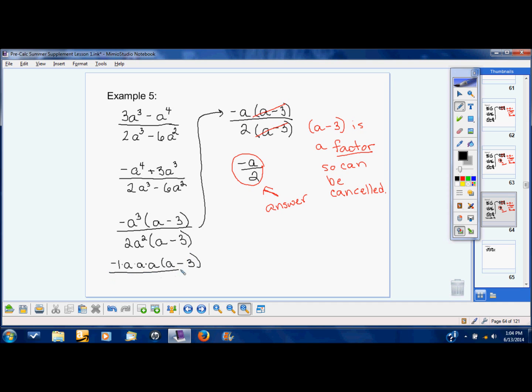And this one is 2 times a times a times a minus 3. And once again, we can begin to cancel there. One a cancels, another a cancels, a minus 3 cancels. What you're left with is -1a and a 2 down there.